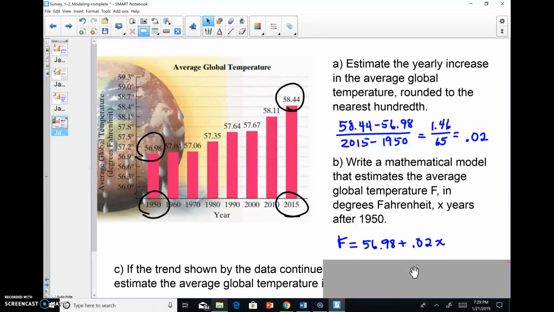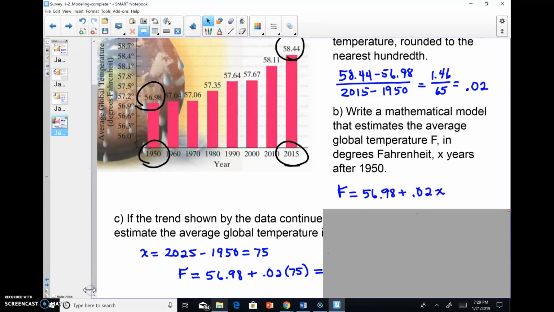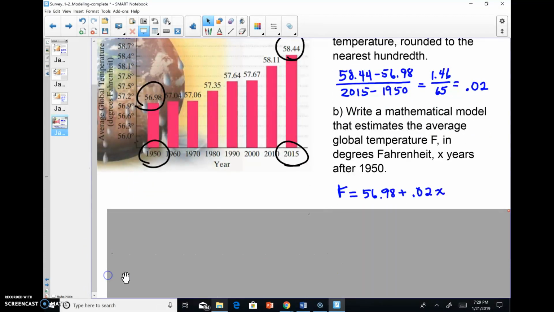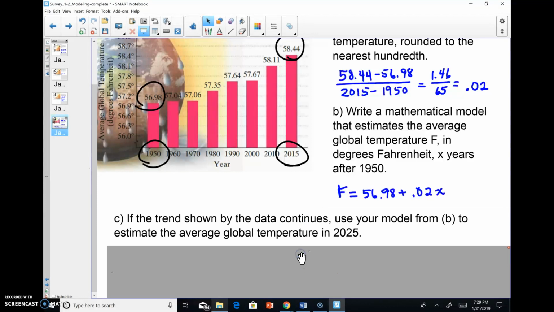All right, last question. The value of our models. If that trend continues, what would we expect the average temperature to be in 2025? Well, first off, I'll give you a hint. You've got to figure out what your X needs to be, because it's years since 1950, and then you use your formula. So take a moment and see if you can figure out the correct temperature.